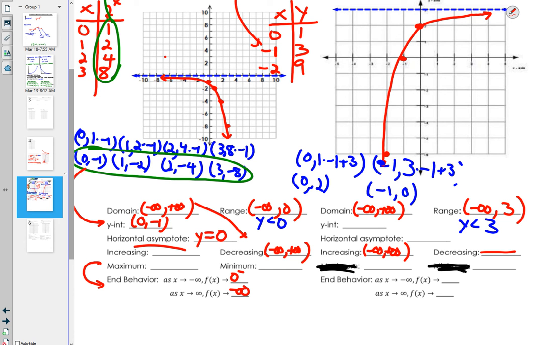Where's the y-intercept here? Where am I touching the y-axis? 0, 2. And then where's the horizontal asymptote at? At y equals 3. Get in the habit of putting that. If you do not put the y equals on it, at best you're going to get partial credit.